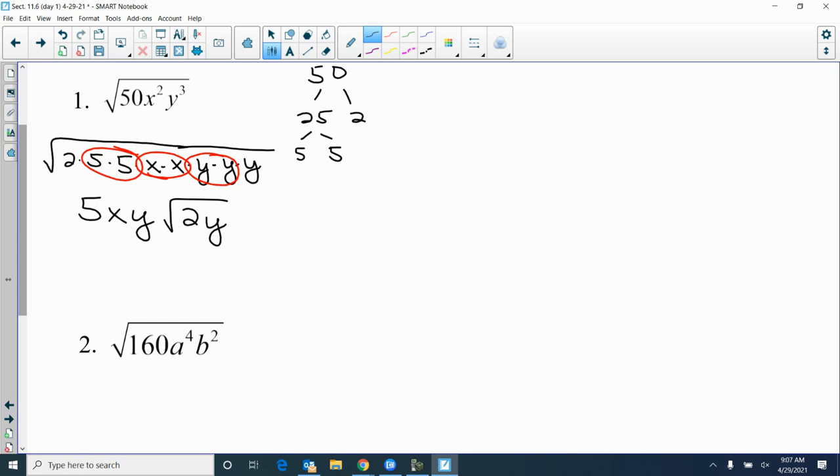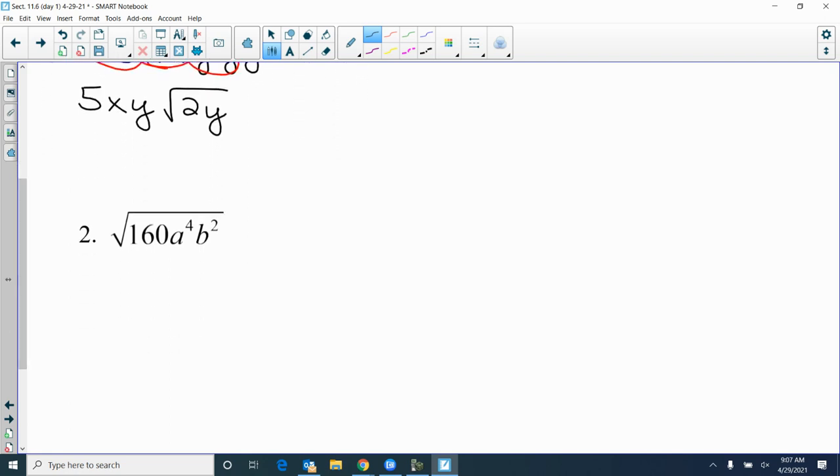Joe? 16 times 10. All right, so let's take 160. 16 times 10. 16 is a perfect square. So those of you who are good, understand those square roots, you might be able to move right to the answer. But I'm going to keep going. 16 is 4 times 4, or 2 times 8. 10 is 2 times 5.